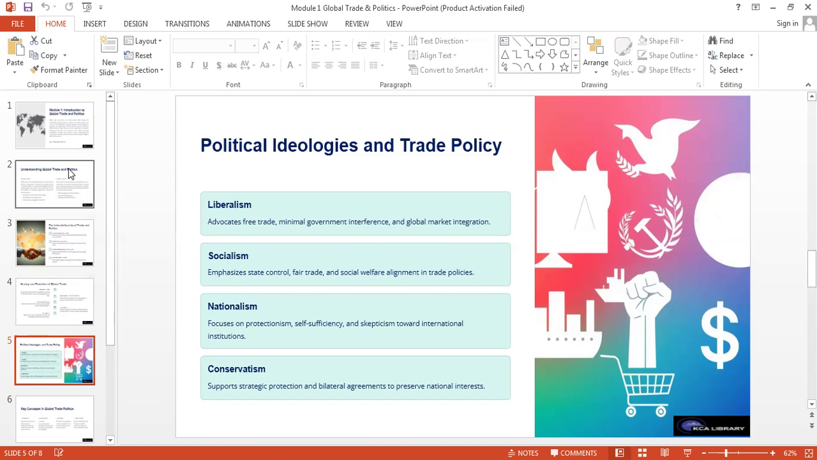Nationalism focuses on protectionism, self-sufficiency, and skepticism towards international institutions. And lastly, conservatism supports strategic protection and bilateral agreements to preserve national interest.